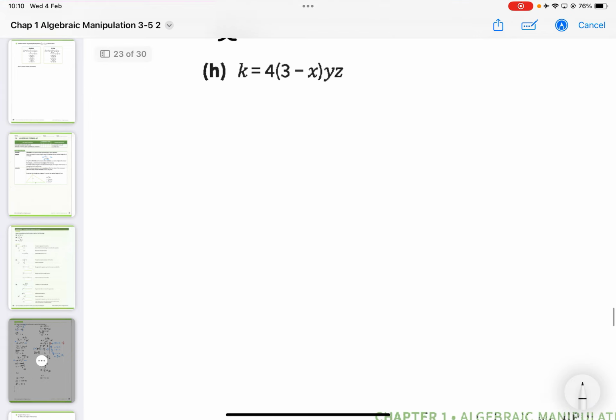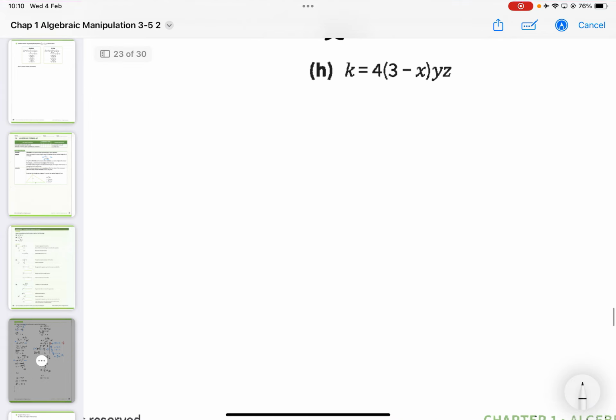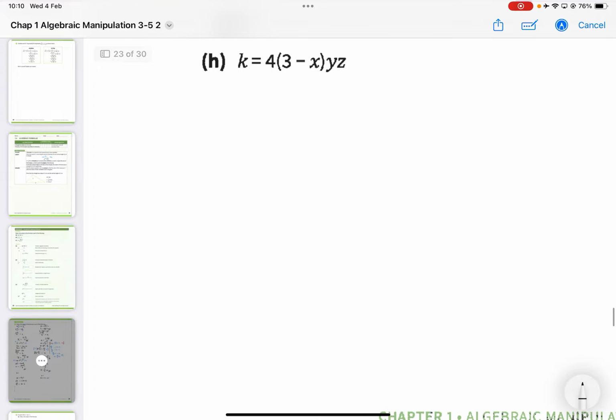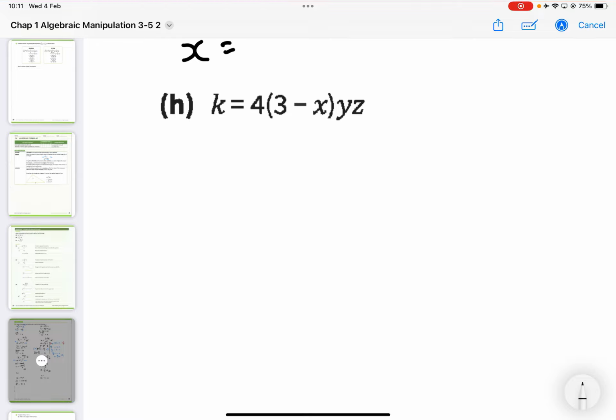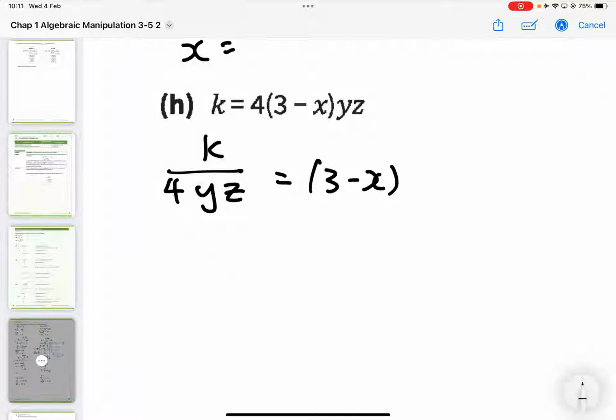Okay, same for part H. I start part H also, then y'all can do two at the same time. I finally want my only x. So, I don't want all these things to multiply to my bracket. I want to finally have just my bracket. So, I have to divide 4, I divide Y, I divide Z. Then I'll be left with just 3 minus x already. Then, after that, y'all can continue also.